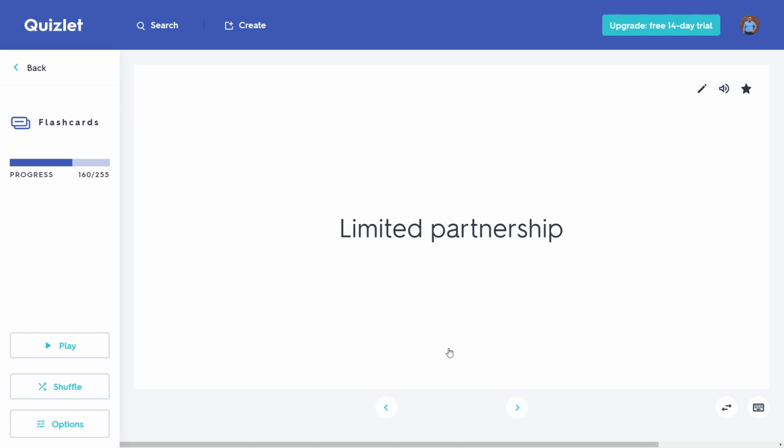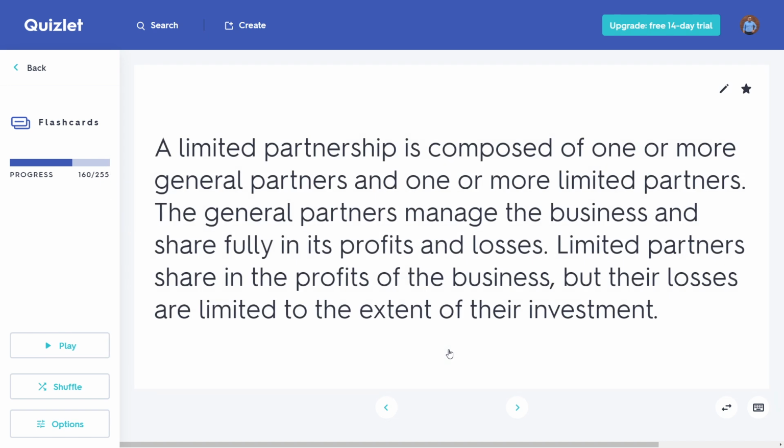Okay, so if you guys remember, I mentioned the fact that there are many different types of business structures. This is one of them. A limited partnership is composed of one or more general partners and one or more limited partners. General partners manage the business and share fully in its profits and losses. Limited partners share in the profits of the business, but their losses are limited to the extent of their investment.